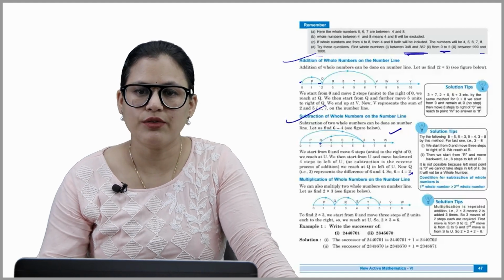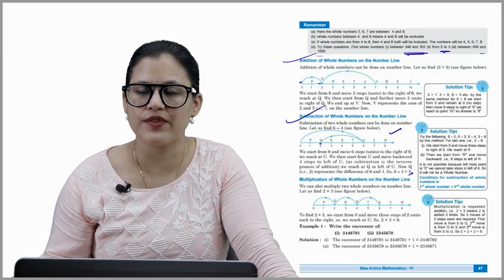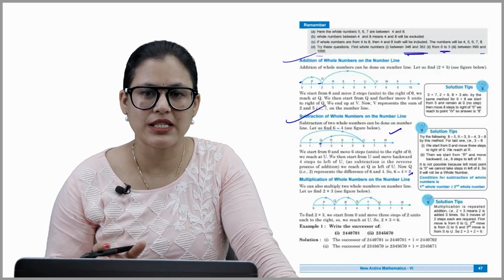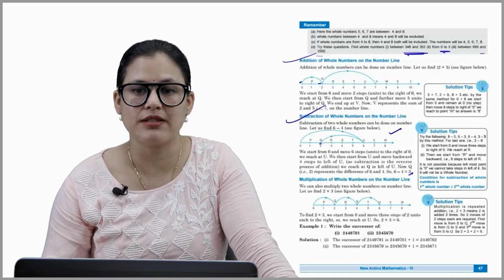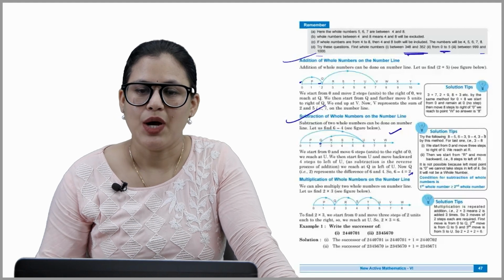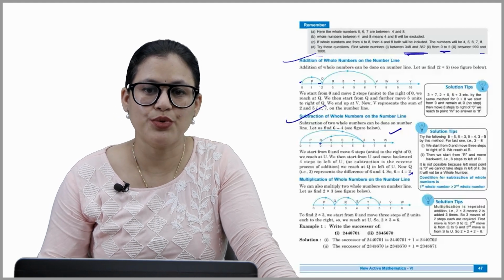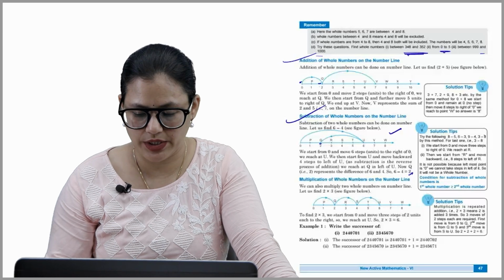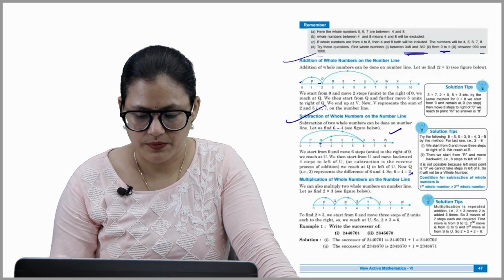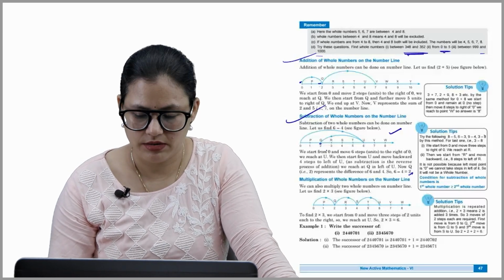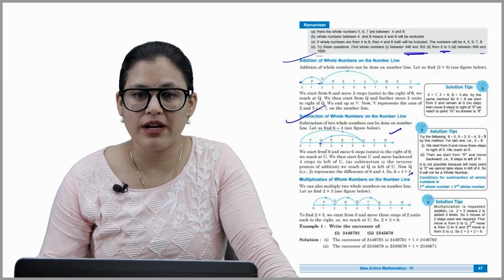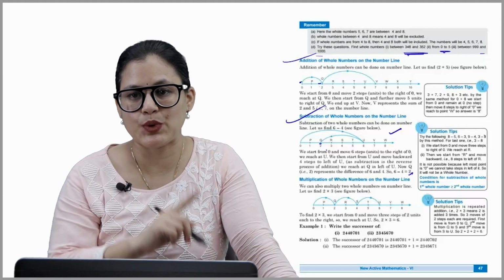Solution tips: try the following: 8 minus 5, 6 minus 3, 9 minus 4, and 3 minus 8 by this method. For the last one, that is 3 minus 8, we start from 0 and move 3 steps to the right of 0. We reach at R. R is 3, right? Next, we start from R and move backward, that is 8 steps to the left of R.